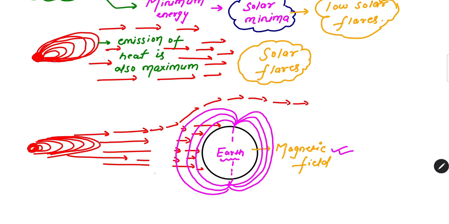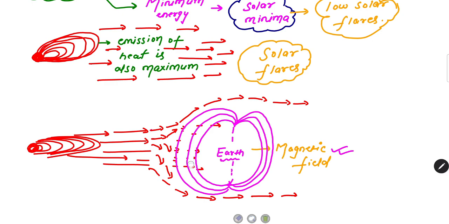It will go like this. Again it will come like this and go like this. So there is a very important work of our magnetic field. The magnetic field does not allow the solar flares to come onto the earth, because if the solar flares came onto the earth, it would destroy the earth, and that is not possible because of the presence of the earth's magnetic field.